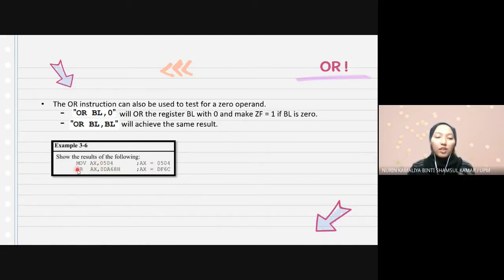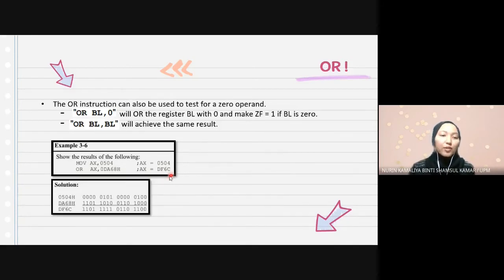So they give you the instruction. They want you to OR AX, which is 0504, with 0DA68 and prove how it gets DF6C. So the solution is the same as AND, but for the OR function we will use addition. So 0504 is 0000 0101 0000 0100. For DA68, it is 1101 1010 0110 1000.